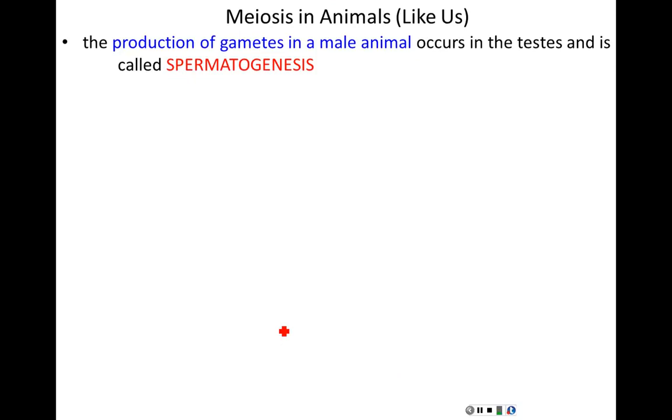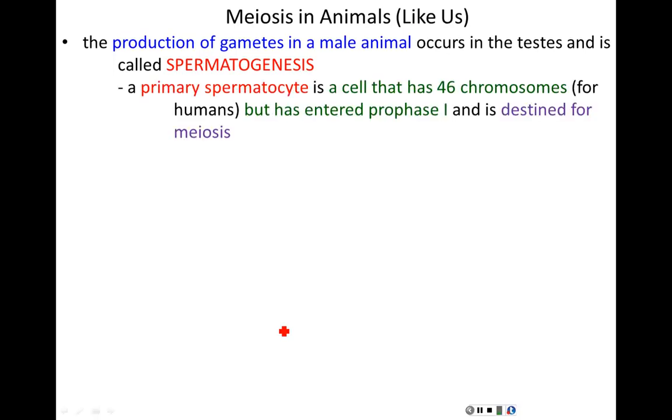Okay, so let's wrap up and talk about meiosis in animals such as us and end the lecture with that. The production of gametes in any male mammal, any male animal, occurs in the testes and is referred to as spermatogenesis, the making of sperm.